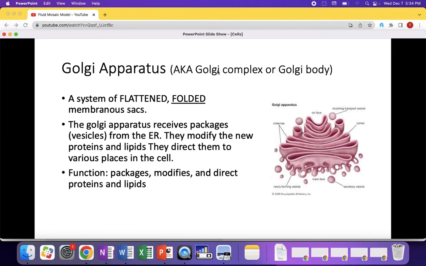Okay, the Golgi apparatus, aka the Golgi complex or Golgi body, it goes by both of those as well. It's flattened, folded, membranous sacs. So you'll notice that these kind of all look like they're squished. It receives packages or vesicles from the endoplasmic reticulum and modifies those proteins and lipids that were created previously. They direct them to different places in the cell depending upon where they're needed. So the function is packaging, modifying, and then basically shipping them to where they need to go.